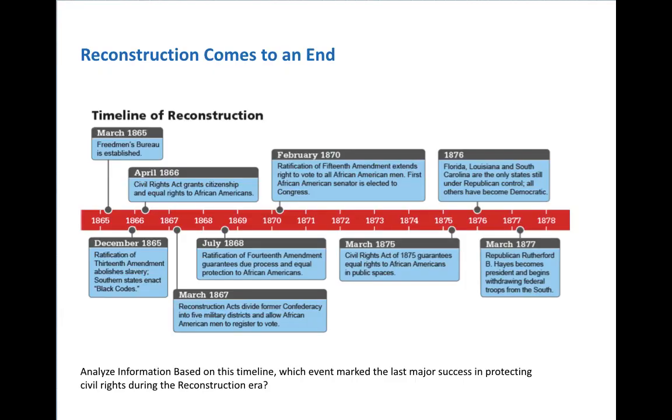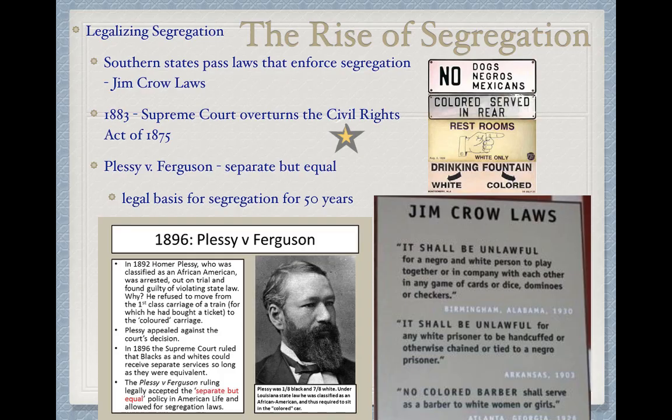Think about this timeline here. I want you to come back to this on your own time. And as it says down there, analyze information based on this timeline. Which event marks the last major success in protecting civil rights during the Reconstruction era? Because after the Reconstruction era is over, even though African Americans are free, you see a severe limitation of their rights.